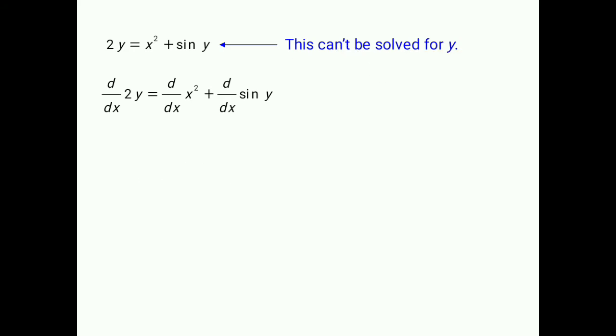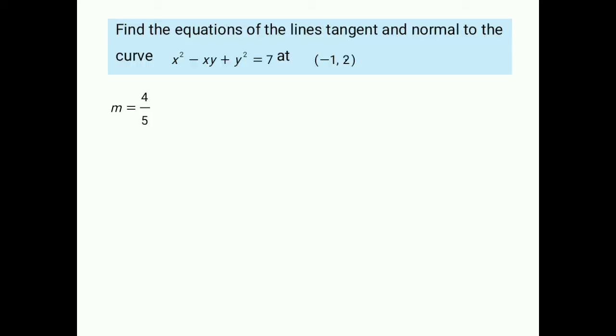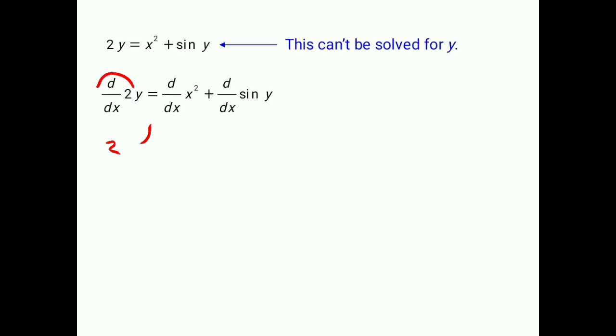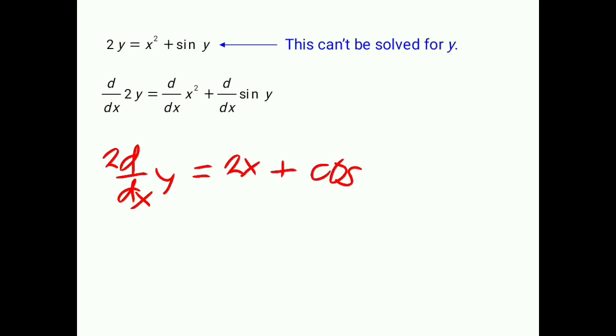Then anong next na gagawin? So, we can pull out constants, di ba? We can pull out constants from the constant rule, that is 2 times the derivative with respect to x of y is equal to, ano bang derivative ni x squared? Di ba? That's just 2x. Plus, so, assume muna na si sine of y is sine of x lang. Ano bang derivative ni sine? Di ba? Cosine. Cosine of y times the derivative pa nung inside na function, which is just y. So, the d dx of y.